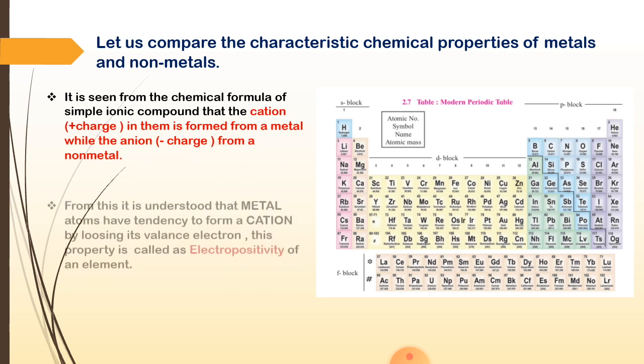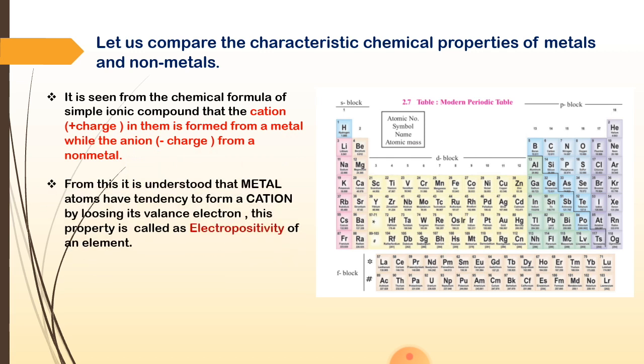We have taken an example in our tutorial video of Na and Cl. Na loses an electron and forms a positive charge, and Cl accepts an electron and forms a negative charge, which is called an anion.